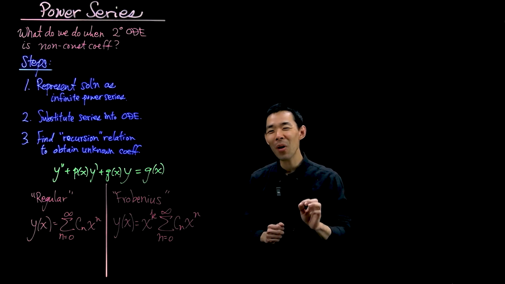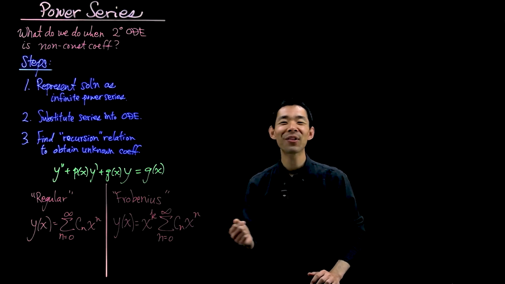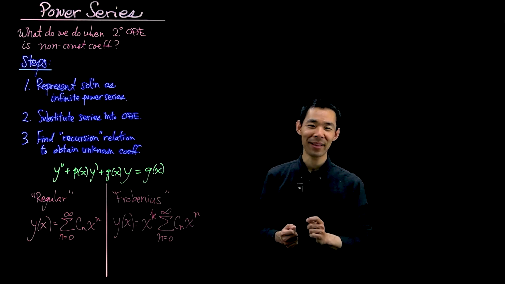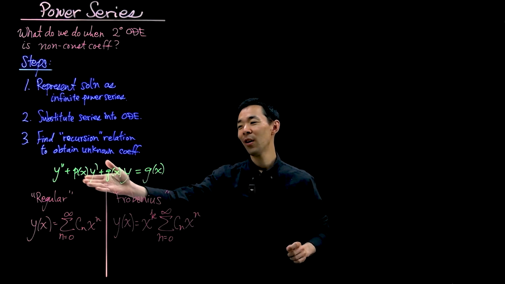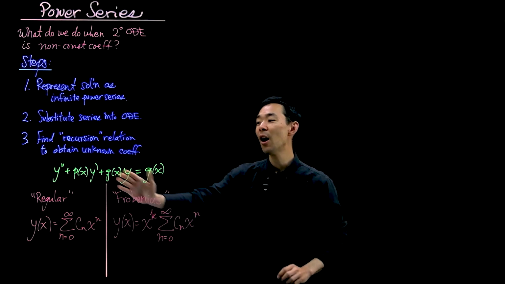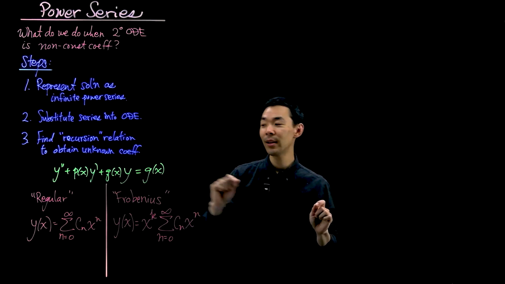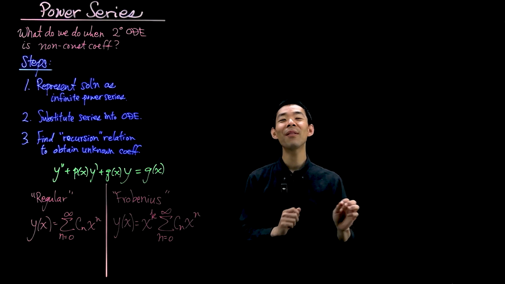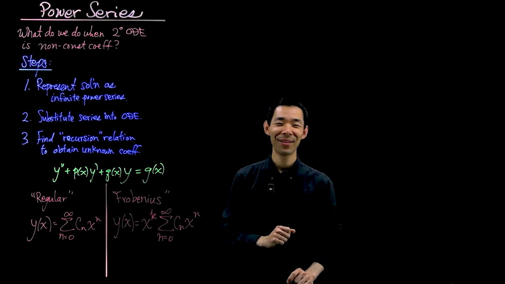And I'll explain why you need this factor of x to the k, and in what situations you need to put that there. So there are cases that we need to consider related to singularities of your coefficients that determine whether you should use a regular power series or a Frobenius power series. We'll cover both in a little bit.